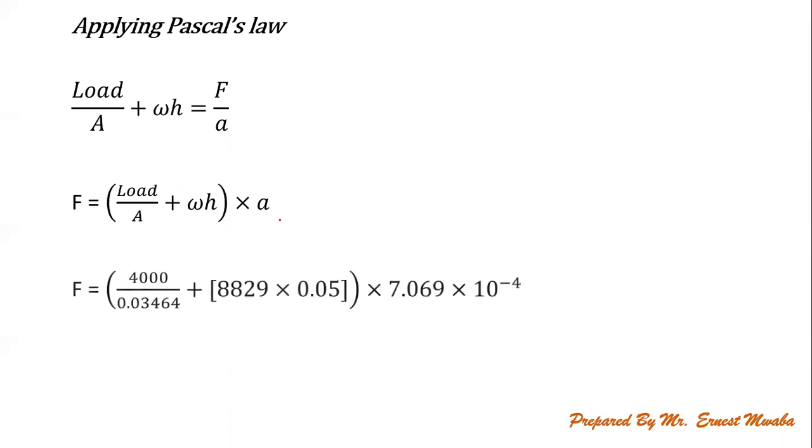So let's go ahead and substitute. We're saying it's 4,000 divided by the area, the bigger one. Then we are adding 8,829, the specific weight just as we found it. The height given is 0.05. So we multiply by that same 0.05. Outside, we have the smaller area, which is 7.069 multiplied by 10 to the negative 4.